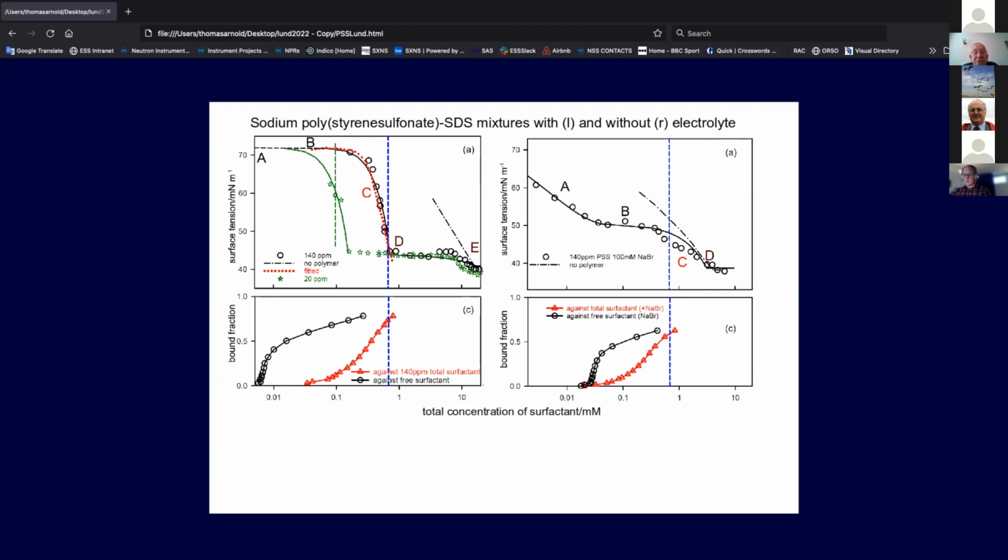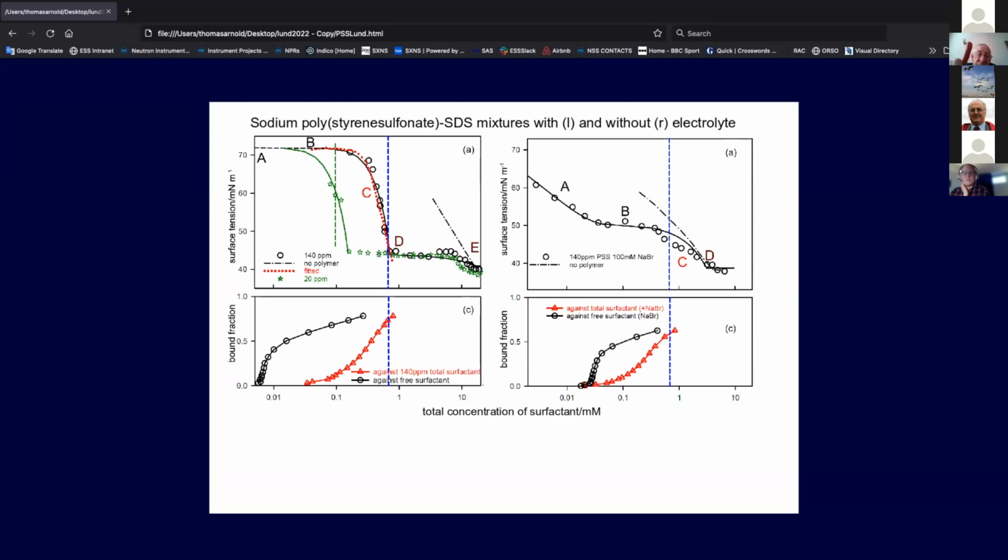So if we look at the surface tension, region A, in that region, the surfactant is binding to the polyelectrolyte. And to do with that prefactor I talked about, the slope of that curve is approximately the same as you'd get from surfactant on its own, although not at such low concentrations. So that is simple surfactant binding to the polymer.